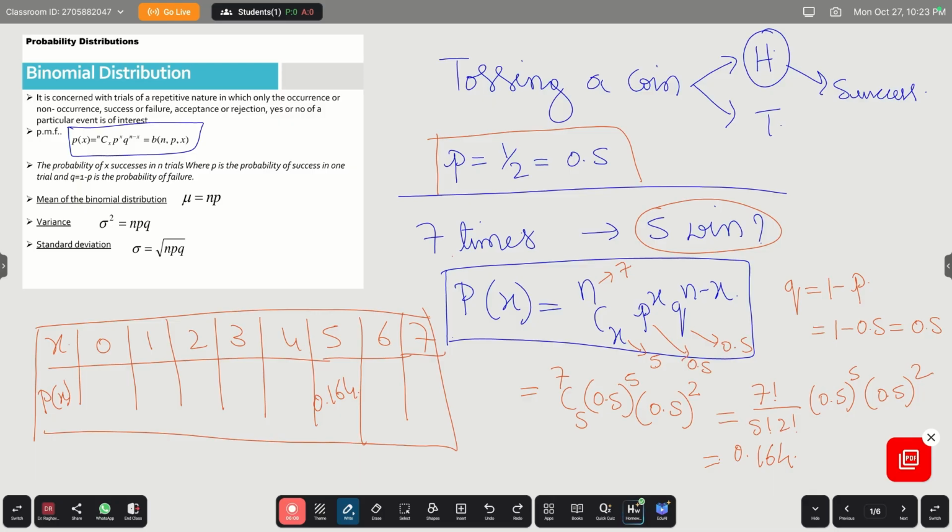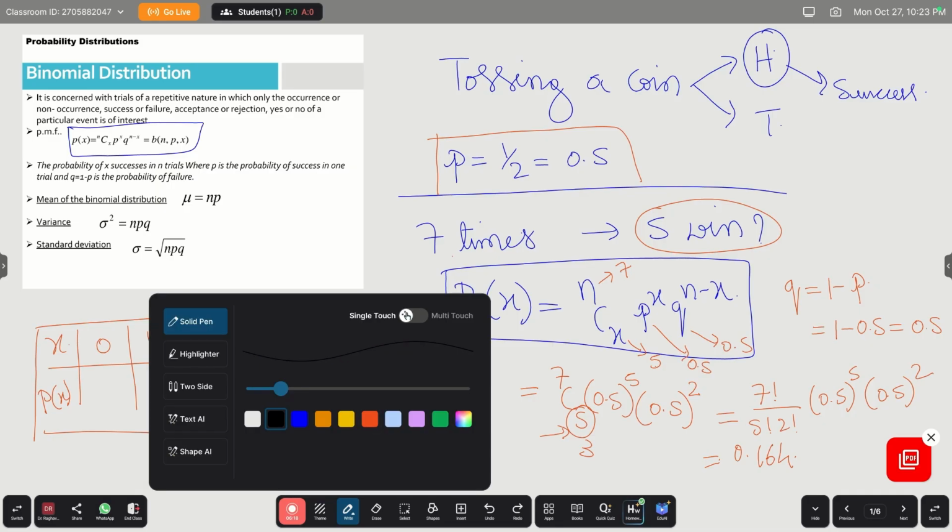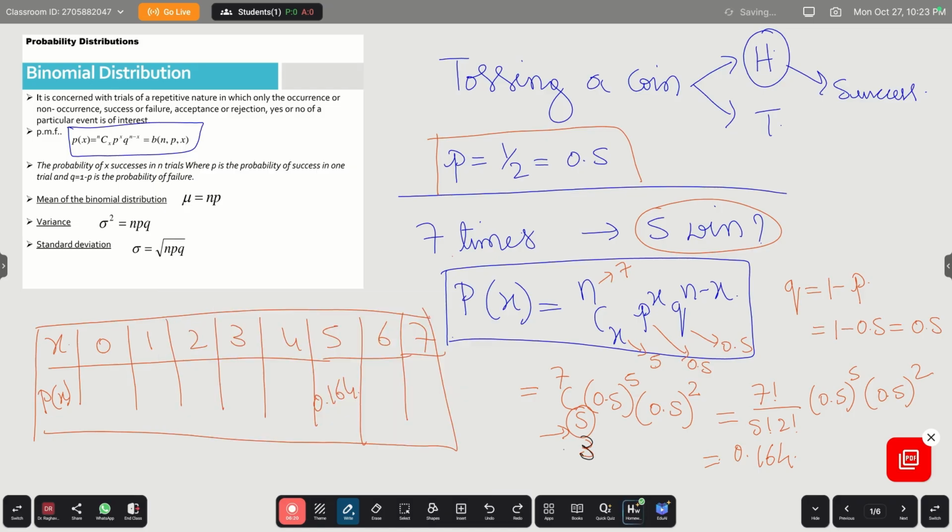So instead of 5 here, you have to replace it by 3. Just replace the value of x. So in this power also, instead of 5, it will become 3, and the other power, 7 minus 3, will be 4. If you want to calculate this, 7C3, we know that it's 35, and the final value will be 0.2734.